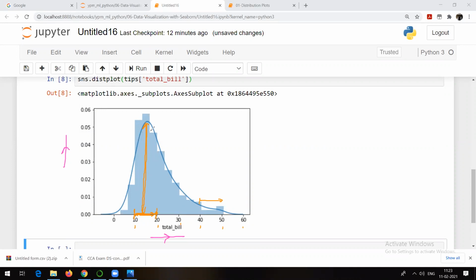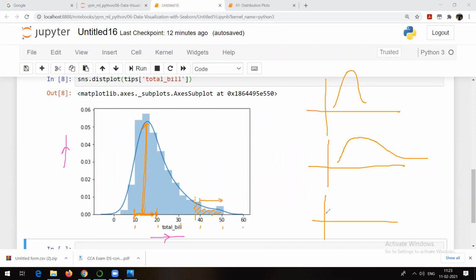So yes, it somewhat looks like a normally distributed format, but there is some skewness here. This is called skewness. If you have a distribution plot something like this, it is normally distributed data. But if you have a distribution plot something like this, or maybe something like this, it is not normally distributed data. So this is called skewness in this case.